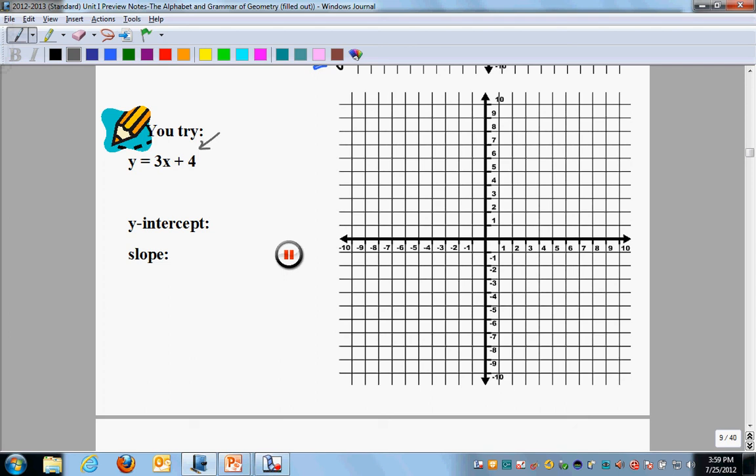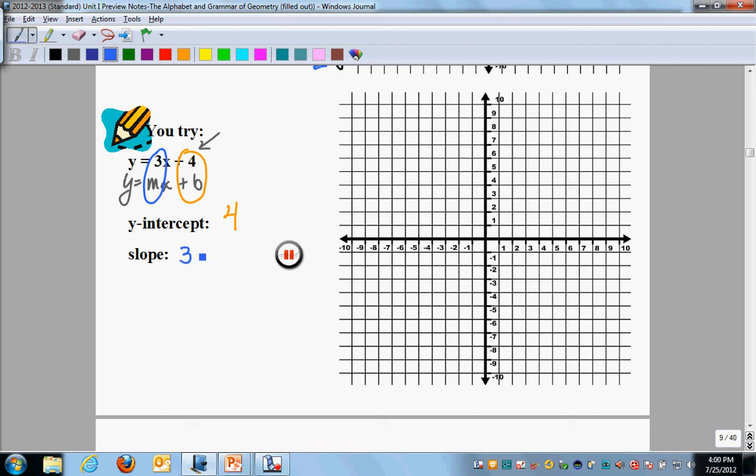All right, welcome back. Let's see how you did. Step 1 was to write y equals mx plus b. We identify our y-intercept first, which is going to be positive 4. And we identify our slope, which is positive 3.